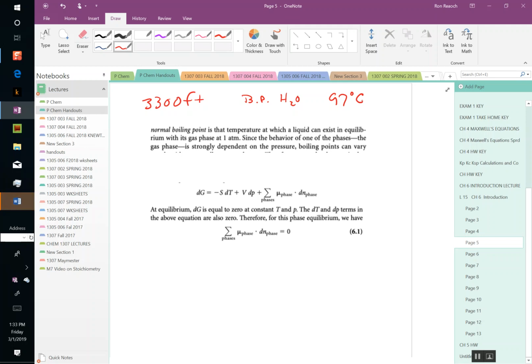Tell you what, let's dig into this on Monday. But start wading into chapter 6 and getting familiar with it, and we'll plow into it a little bit more on Monday. Okay, I think that's about as far as we need to go today.